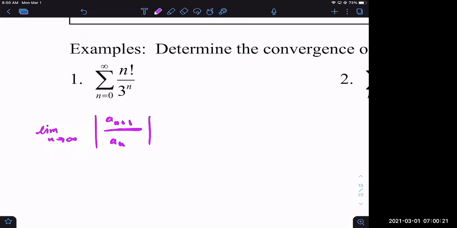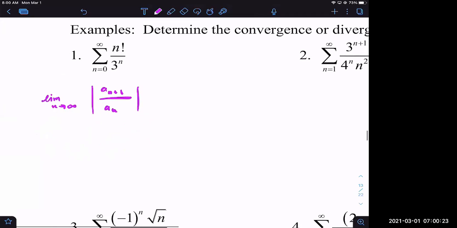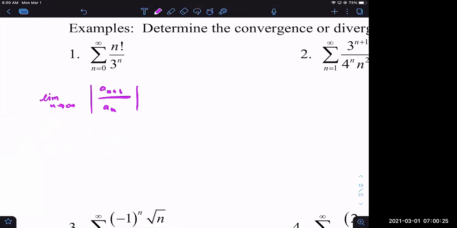First I'm going to worry about getting all the stuff on the inside. So I need the a sub n plus 1 term. Right now, this is the a sub n term, so I'm just replacing n with n plus 1. Everywhere there's an n, I'm going to write an n plus 1. So the n plus 1 term is (n plus 1) factorial over 3 to the n plus 1. All I did was replace the n with an n plus 1.